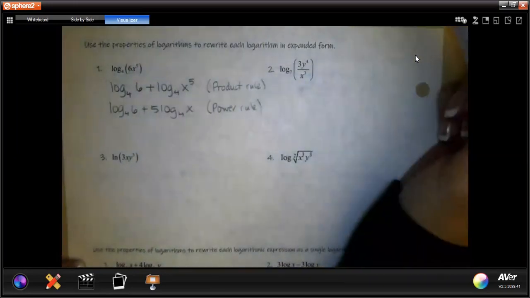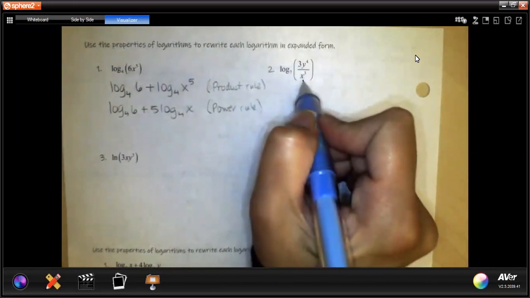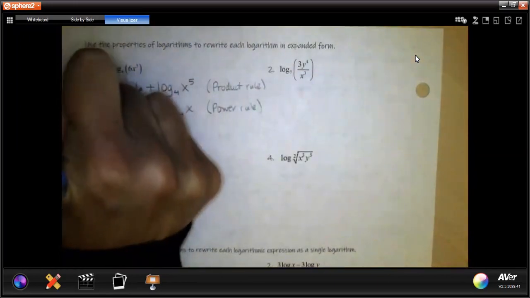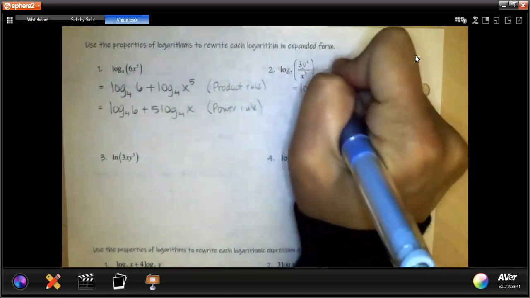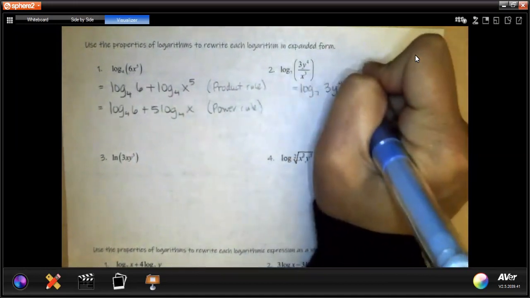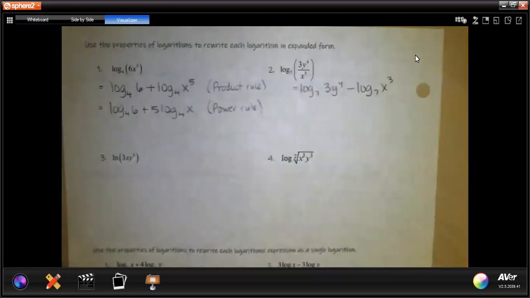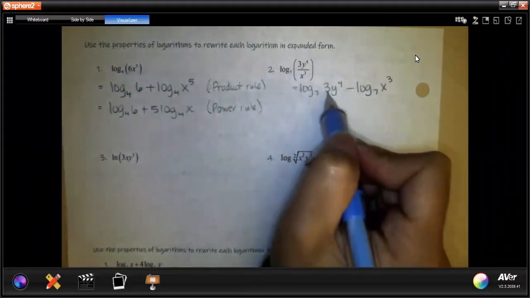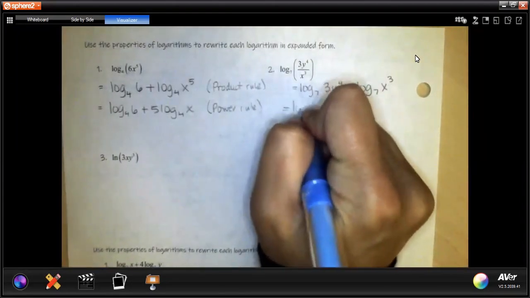All right, for our second one here, now we've got 3 terms in here. We've got 2 being multiplied in the top and then the 1 being divided. So I would do the quotient rule first. And so we get log base 7 of 3y to the 4th minus log base 7 of x cubed. So both of them are log 7s. They're separated by a minus because they were being divided in the argument. Now I need to separate this 3 and the y to the 4th. They're being multiplied, so I'm going to do addition for that.